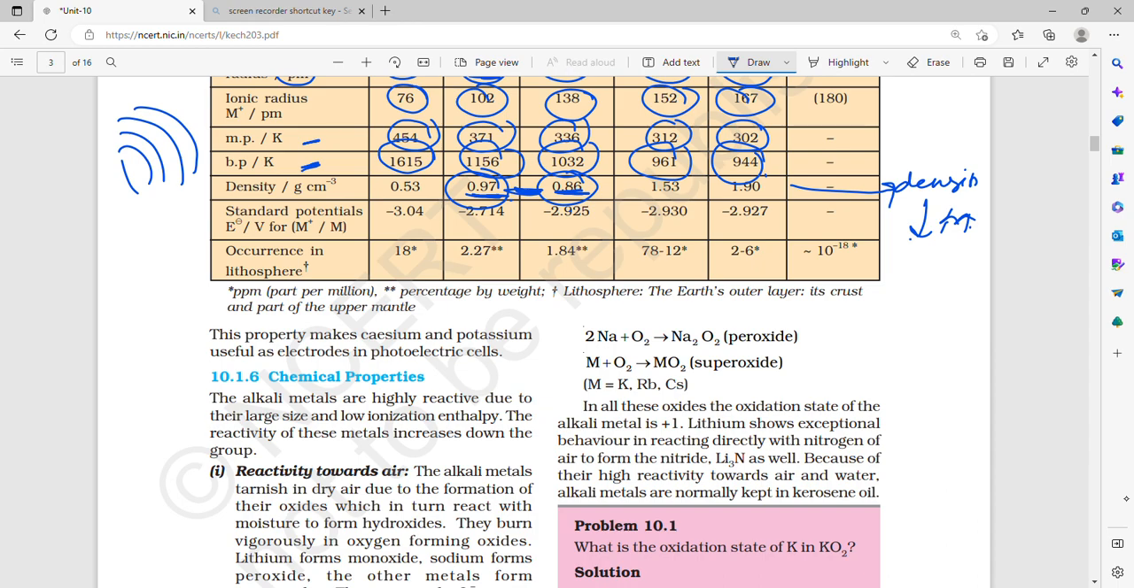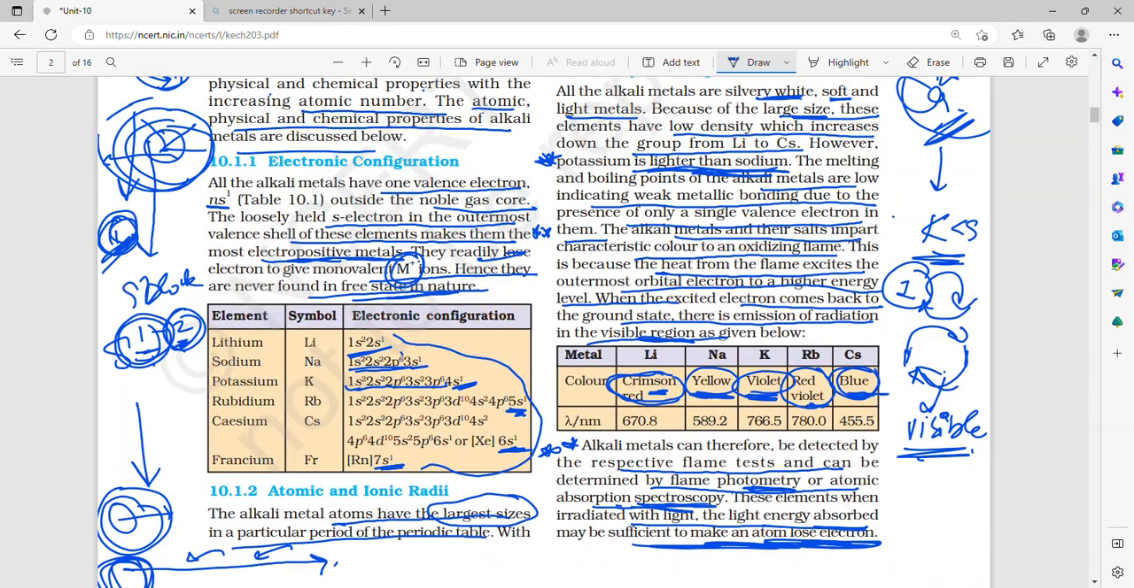Standard potentials, and occurrence in atmosphere. It is in parts per million. Percentage by weight.